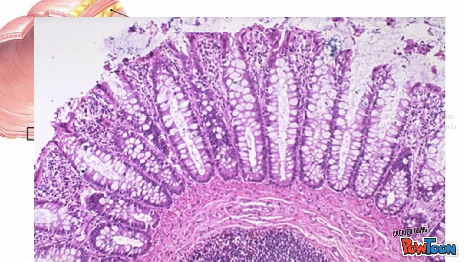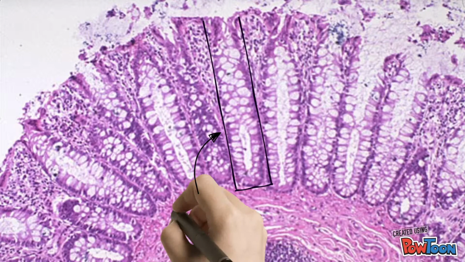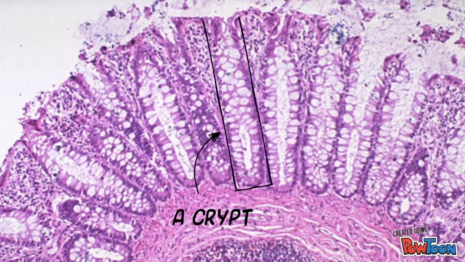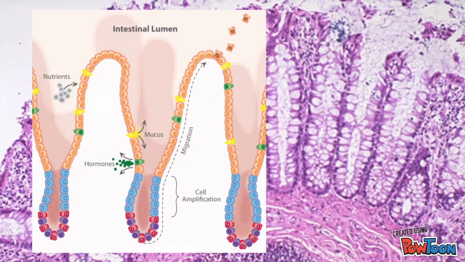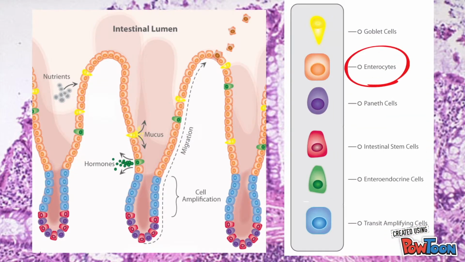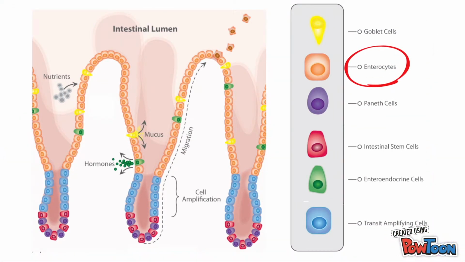The mucosa of the colon is characterized by crypts. These crypts of Lieberkühn are little notches in the epithelium, so the surface of the colon increases and more absorption can occur. If we zoom in on the epithelial layer, it contains a lot of different cells. Most of the cells are enterocytes. They are located high in the crypts and their primary function is nutrient absorption.